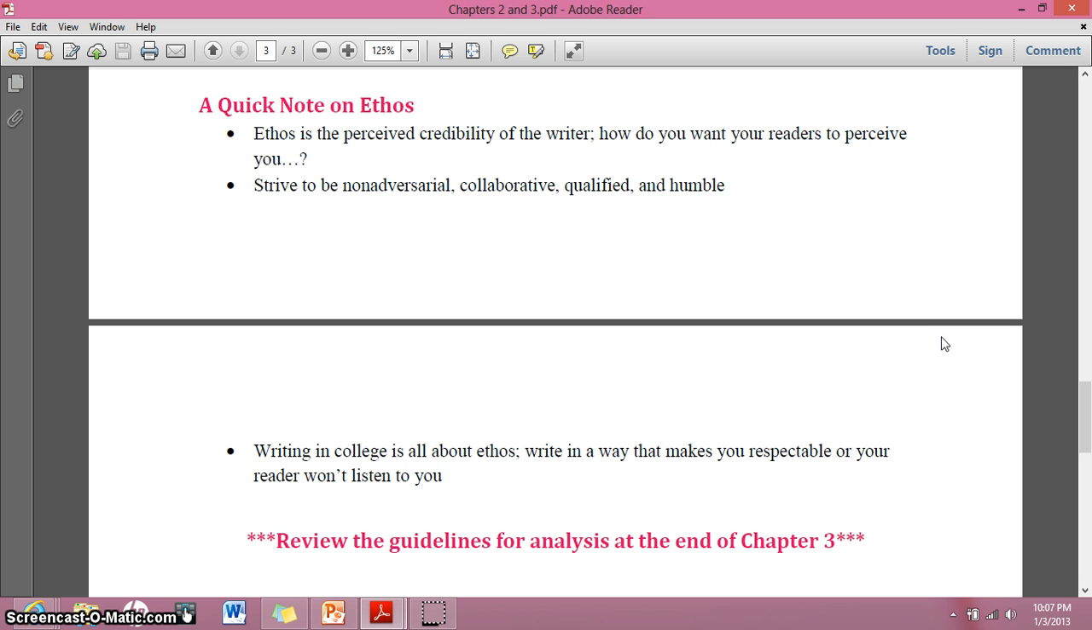And then lastly, I wanted you to review the guidelines for analysis at the end of chapter 3, because it's just a summary of what the chapter was about. And pretty much if you have those main points nailed down, you're good. If you don't, go back, read, do maybe some research on the internet. I don't know, ask me questions, do whatever you need to do so that you can very clearly and confidently know what analysis is and what it does.